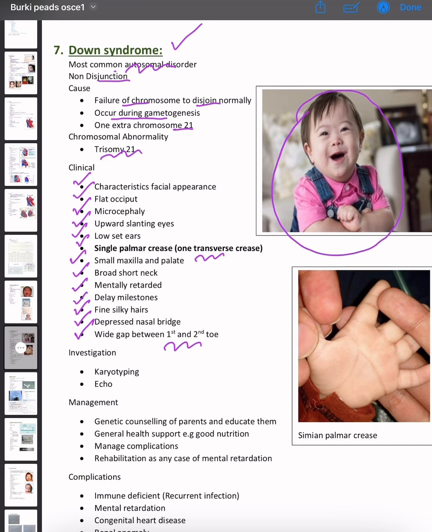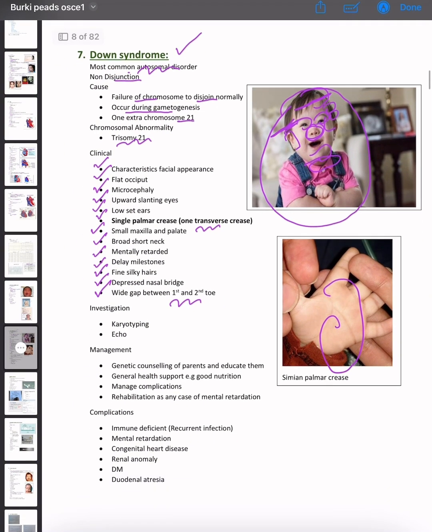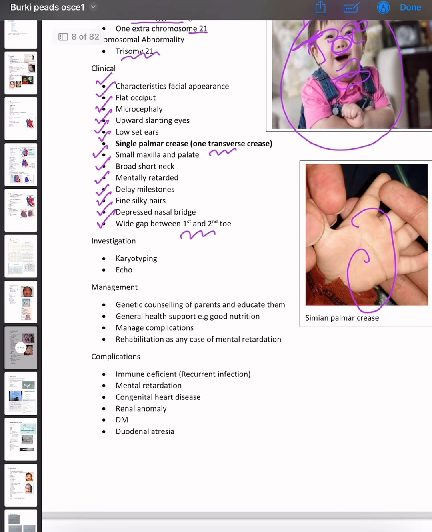You can see flat occiput, microcephaly, upward slanting eyes, low set ears, single palmar crease, small maxilla and palate, broad short neck, mentally retarded, delayed milestones, fine silky hairs, depressed nasal bridge, wide gap between first and second toe. Now, how to investigate? We will do karyotyping, we will check for the chromosomes, and echo.